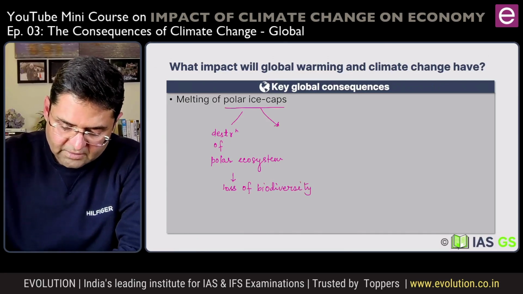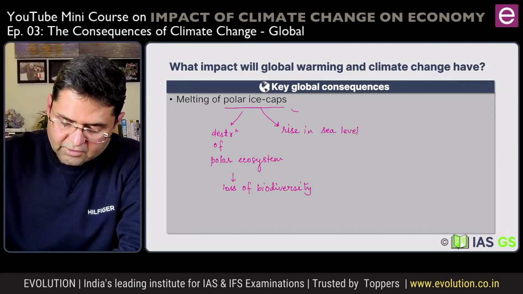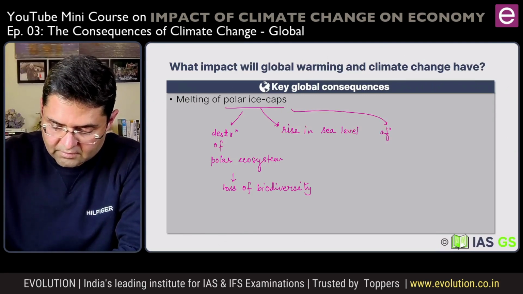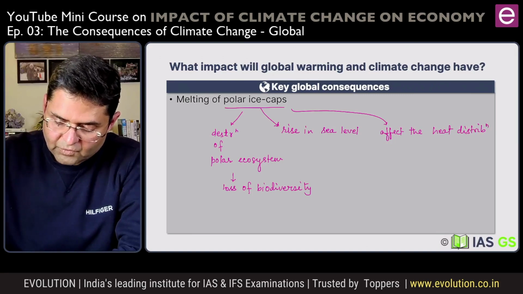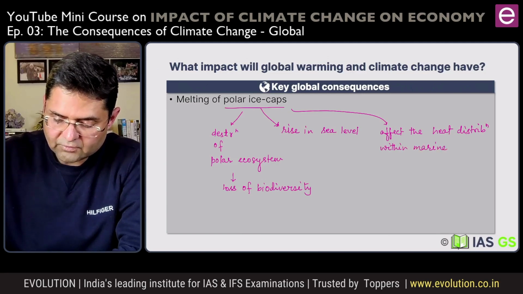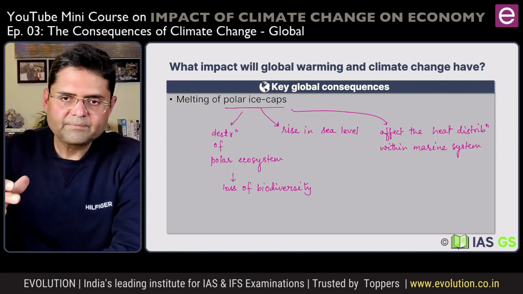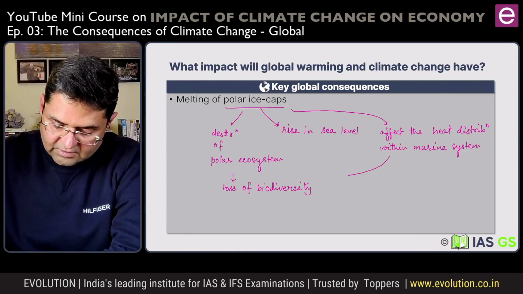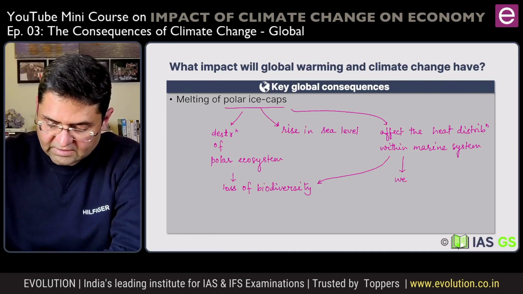And also there is going to be rising sea level. It is also going to affect the heat distribution within the marine system of the world. So much of cold water being released in the oceans will be changing the heat distribution pattern, and that will further be causing loss of biodiversity and also weather changes.